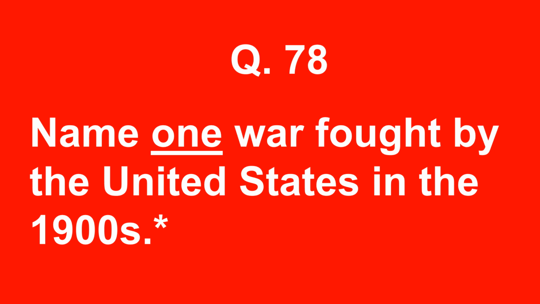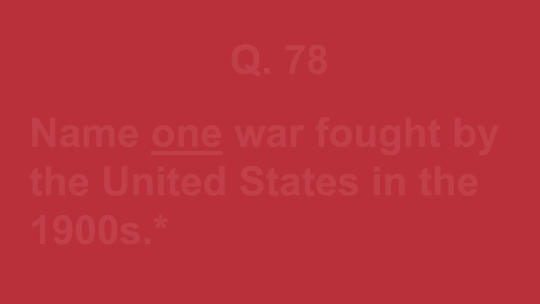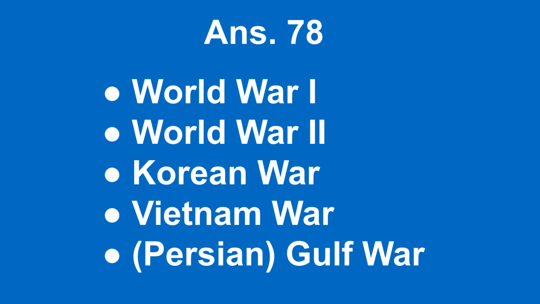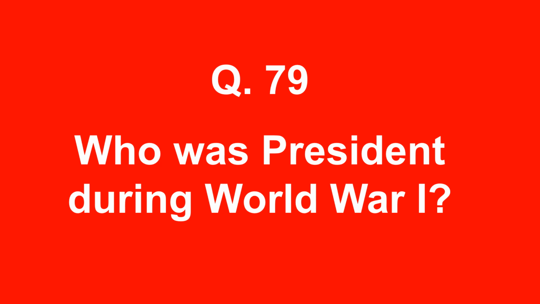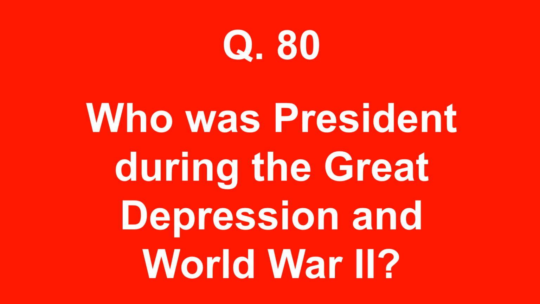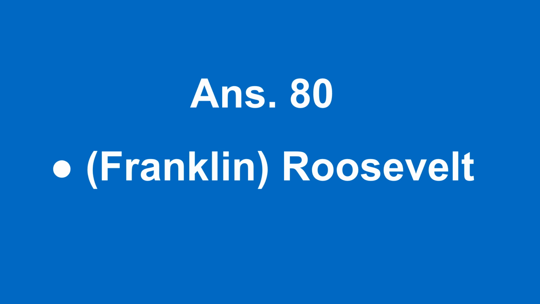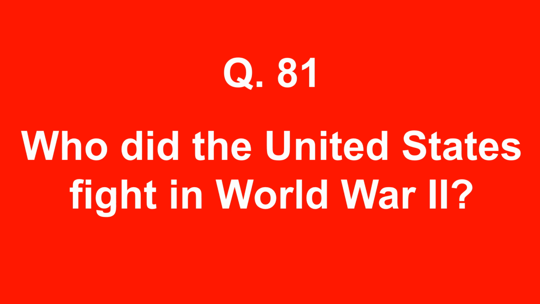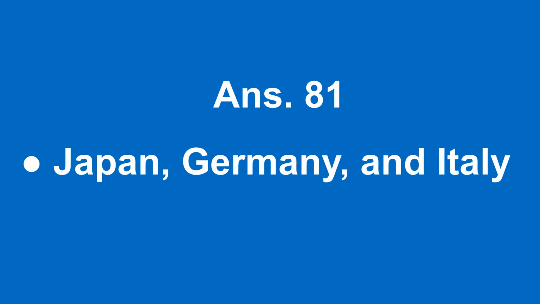Name one war fought by the United States in the 1900s. World War I, World War II, Korean War, Vietnam War, Persian Gulf War. Who was president during World War I? Woodrow Wilson. Who was president during the Great Depression and World War II? Franklin Roosevelt. Who did the United States fight in World War II? Japan, Germany, and Italy.